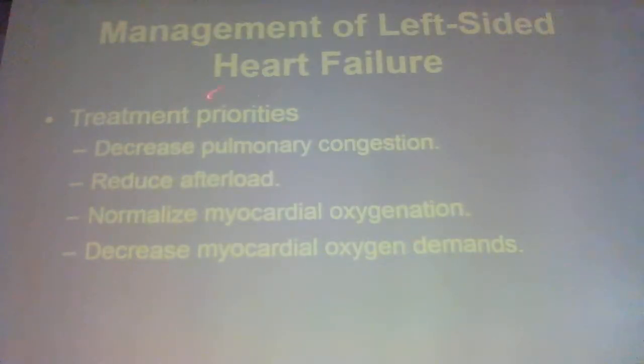So, our goals, decrease pulmonary congestion. How are we going to do that? CPAP. Reduce afterload. How are we going to do that? Nitroglycerin. Normalize their myocardial oxygen, so give them some O2. Decrease myocardial oxygen demands, so make them rest, or if their heart rate is too fast, we give them beta blockers to slow it down.